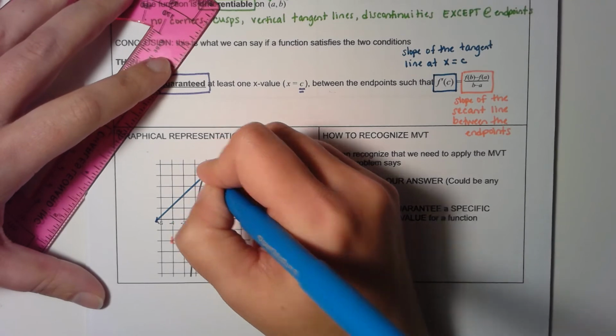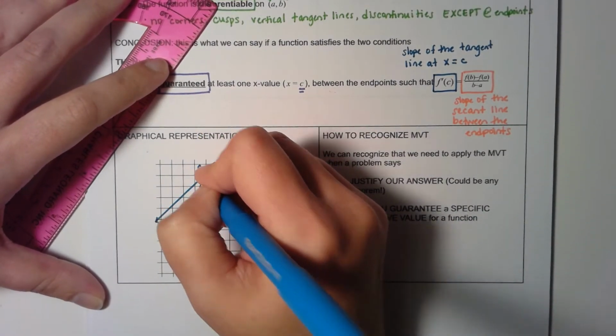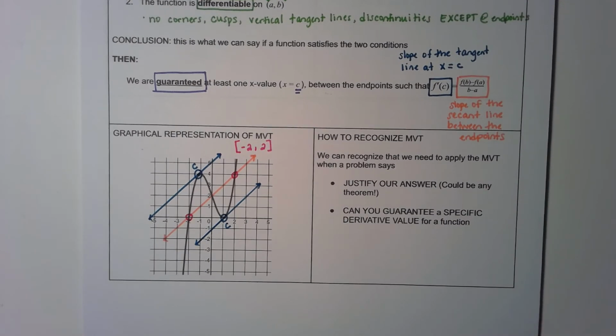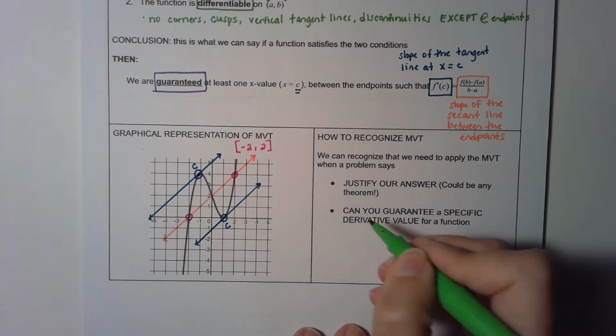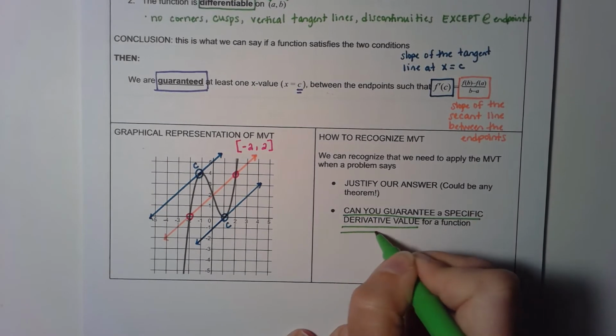So this would be a C value and this would be a C value, because those would be the x coordinates of the places where the tangent line has the same slope as the secant line. Now we can recognize that we should apply the mean value theorem because we are going to be asked to justify our answer, which means it could be either the intermediate value theorem or the mean value theorem. But more importantly, can you guarantee a specific derivative value?